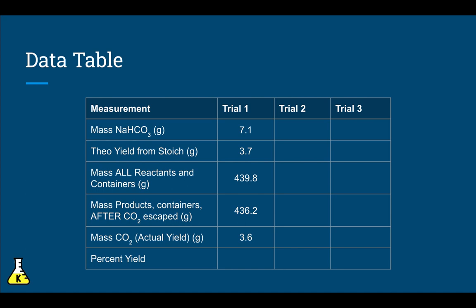Just like before, we're going to take a moment to update our data table. We've been able now to determine the actual yield of CO2, the mass of the carbon dioxide, and we determined that was 3.6 grams.